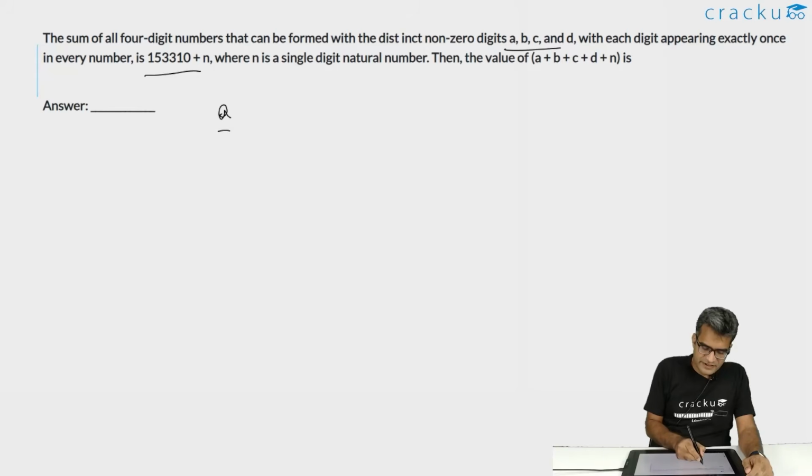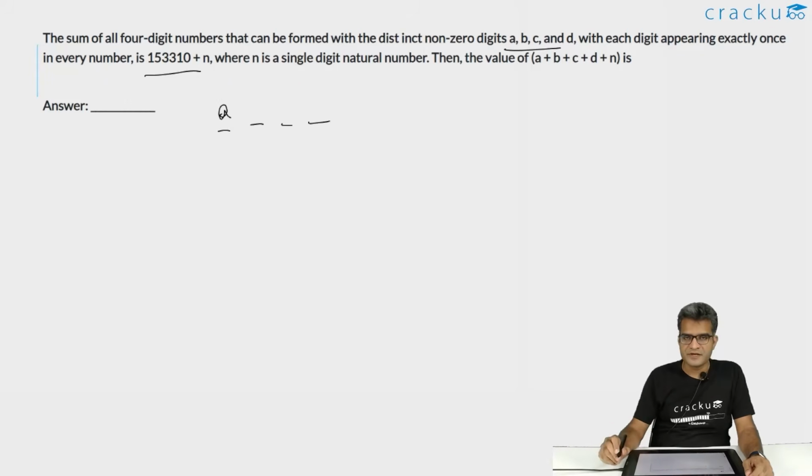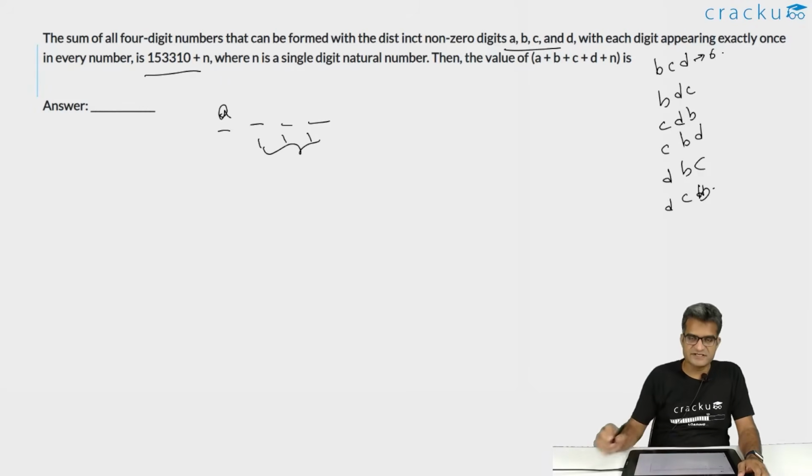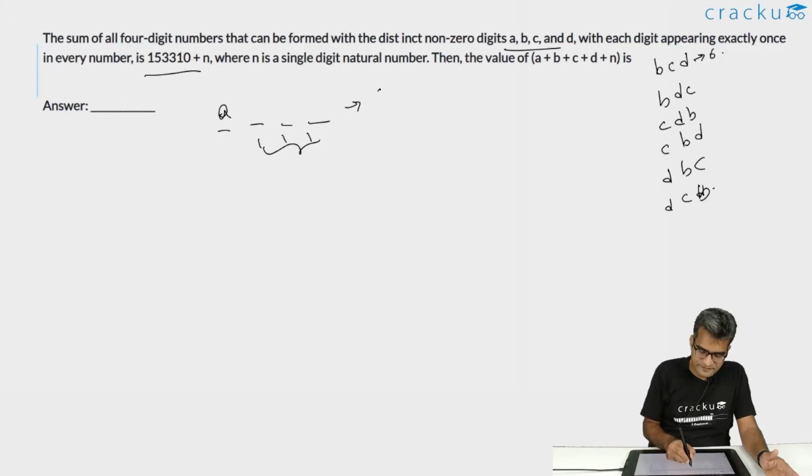A can appear in the thousands place. And how many times will it appear in the thousands place? The last 3 digits can be b, c, d in some order. So b, c and d can be arranged in 6 ways. They can be b, c, d, or b, d, c, or c, d, b, or c, b, d, or d, b, c, or d, c, b. So the last 3 digits can be arranged in 6 ways, so a will be in the thousands place 6 times.